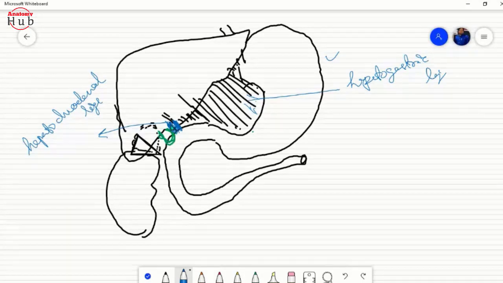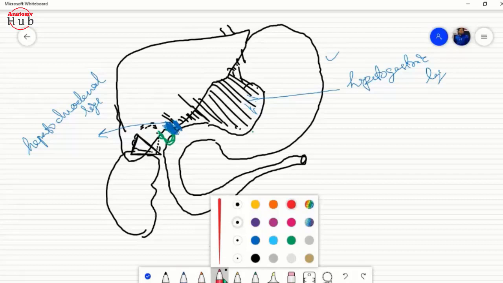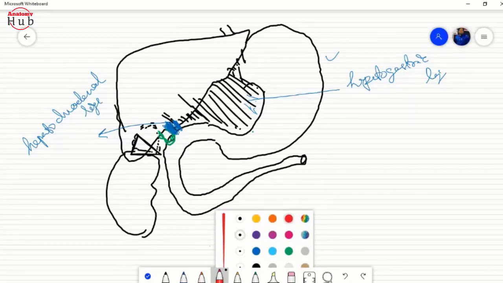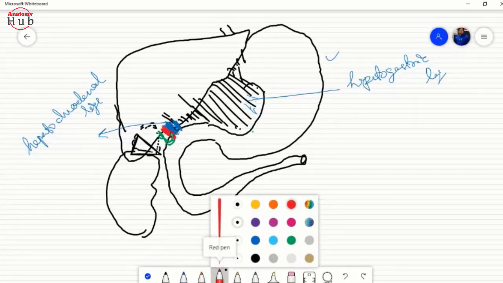At the free margin here, right, this is the free margin, and this is the attached margin. So at the free margin of the hepatoduodenal ligament, here you will find there is the presence of one artery. Which artery is it? Hepatic artery, okay.